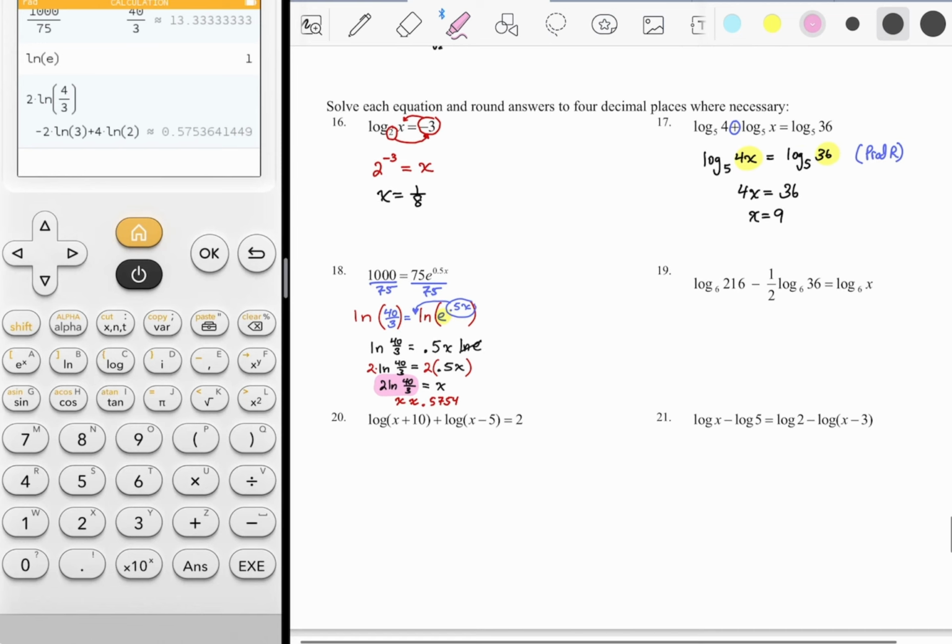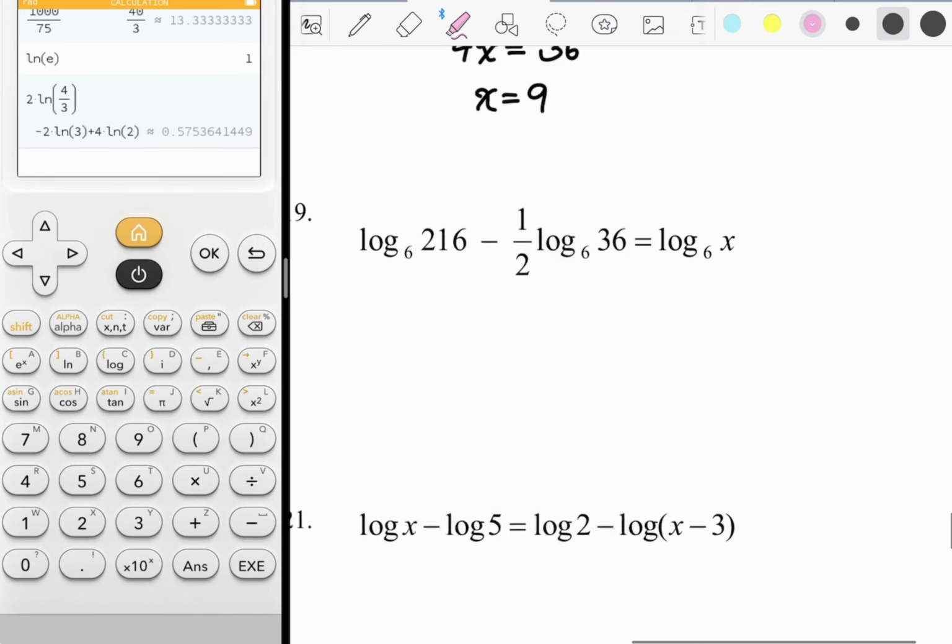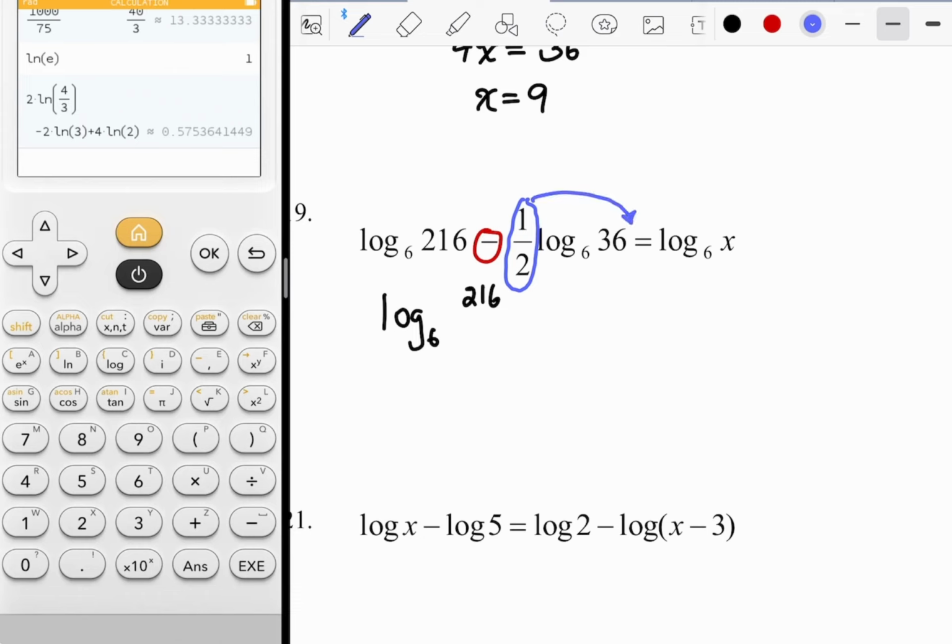All right, number 19 looks pretty gnarly too, but if we apply some properties to simplify it, we can clean this up rather quickly. All right, so I have subtraction, so that's going to be my quotient rule. So log base 6 of 216, and actually before I even do that, let me take this coefficient and make it an exponent. So let me erase this. I'll rewrite the line, I don't want it to be too convoluted.